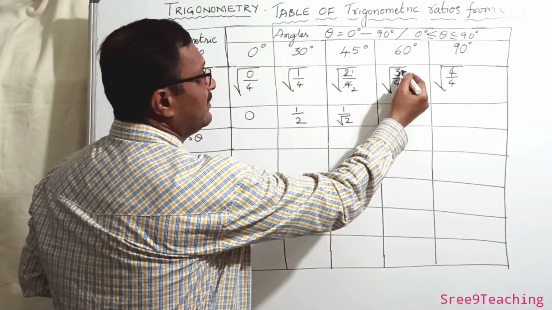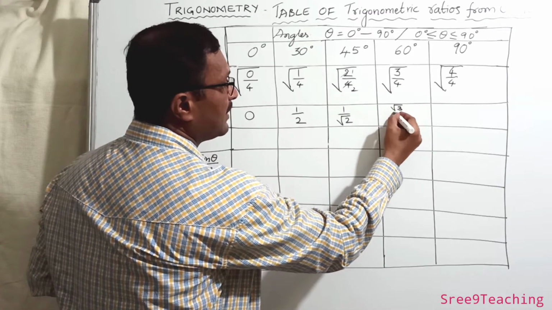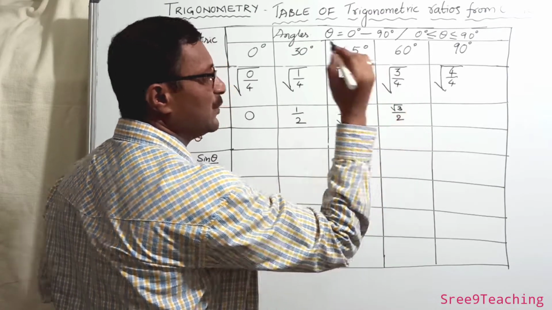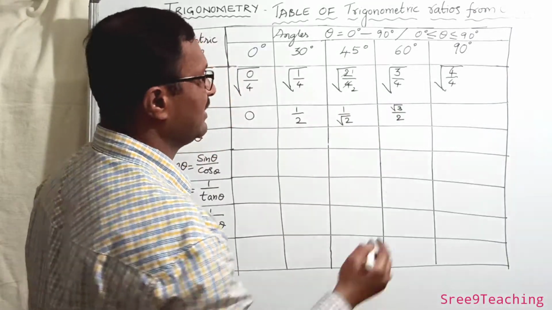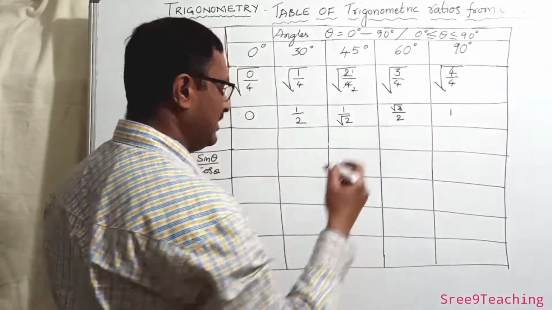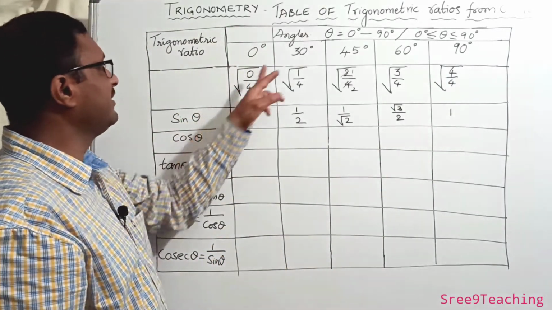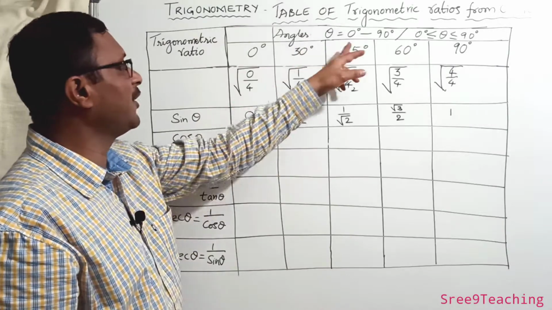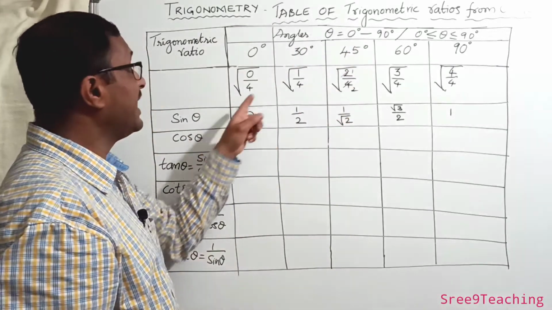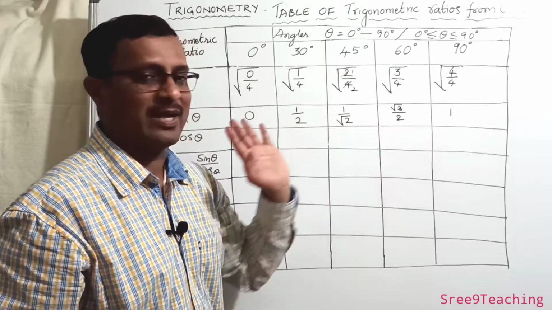Now here 3 by 4: root 3 by root 4, and root 4 is how much? 2. Got it? Yes. And 4 by 4 you know is 1, so the square root of 1 is 1. Got it? Yes. We got sine 0 degrees is 0, sine 30 degrees is 1 by 2, sine 45 degrees is 1 by root 2, sine 60 degrees is root 3 by 2, and sine 90 degrees is 1.